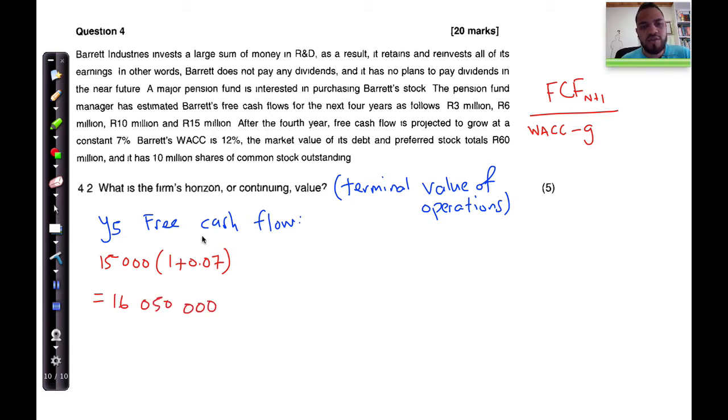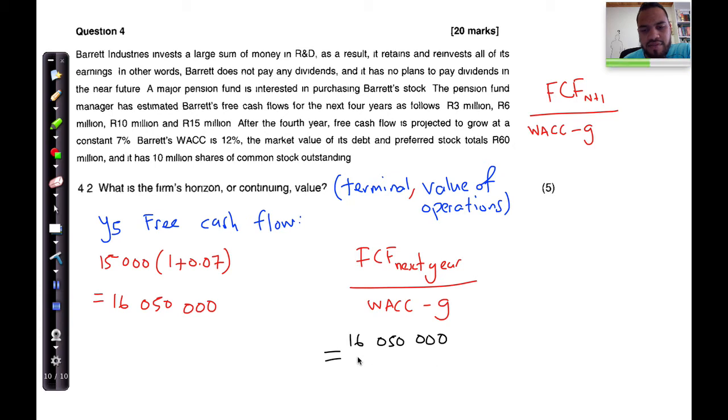Now we're going to use this free cash flow in year 5 to find the horizon, the continuing value, or the value of operations, or terminal value, which is free cash flow for next year divided by WACC minus growth. Let's substitute into this formula. The free cash flow for the next year is 16,050,000 divided by the WACC, 12%, 0.12 minus 0.07, which gives us 5%, 0.05.